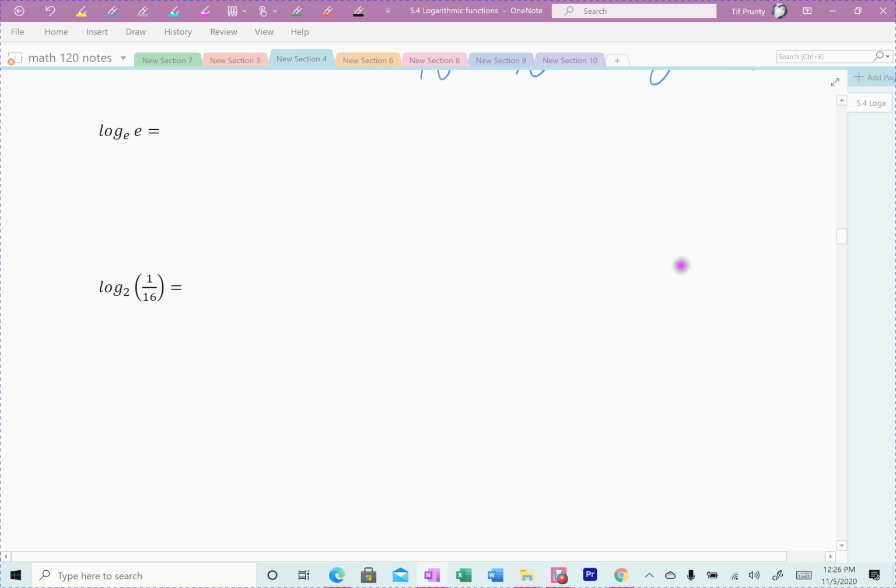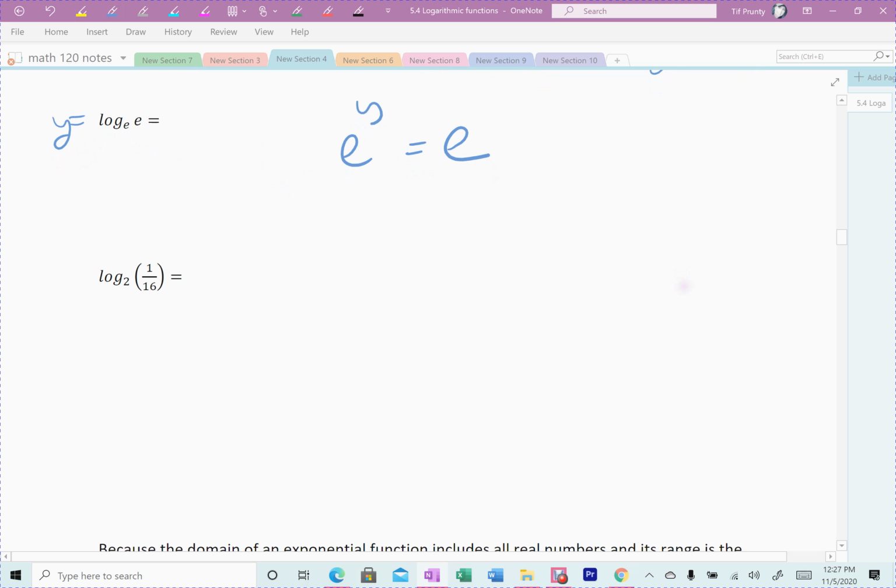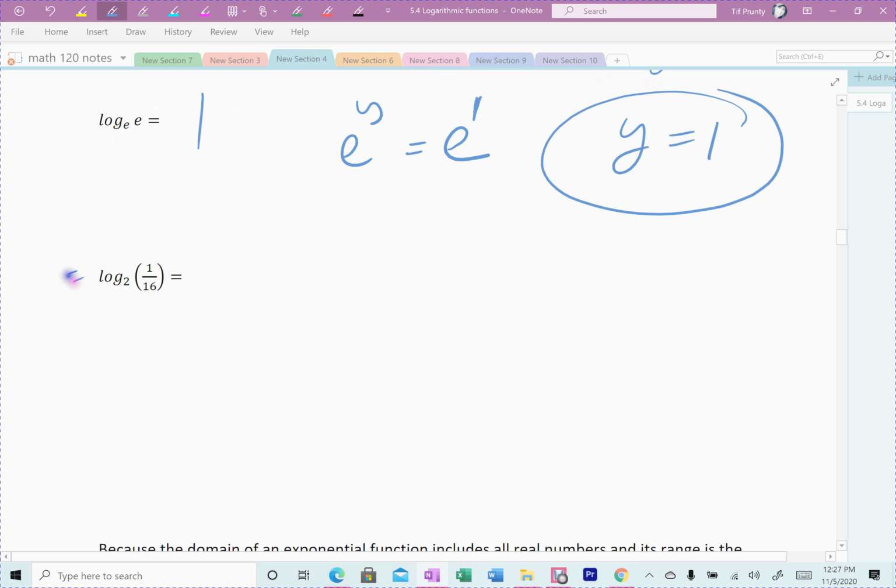Alright, next one involves the base e, which we'll talk about more in a little bit, that natural number e. So log base e, this means e to the y equals e. Well, what exponent do I put on a function to get out the exact same value? Well, remember there's an understood 1 there, and so y has to be 1. So the answer to this is 1. Alright, the last one.